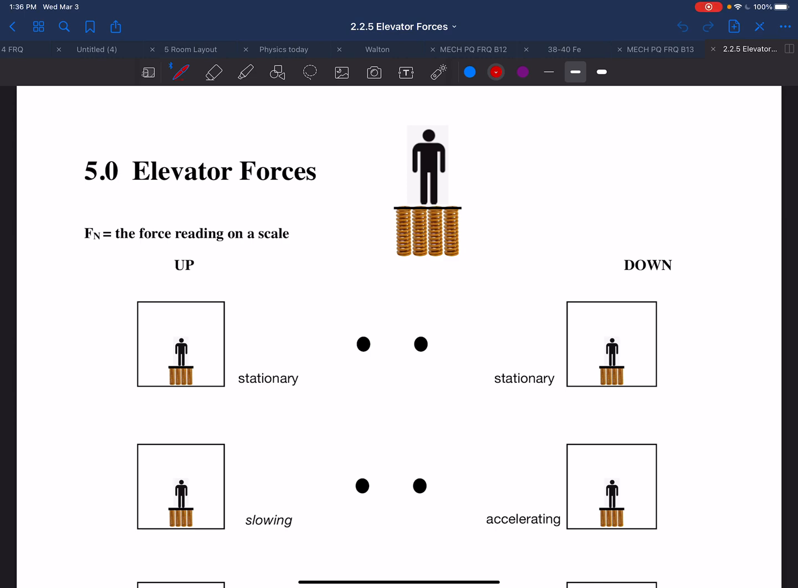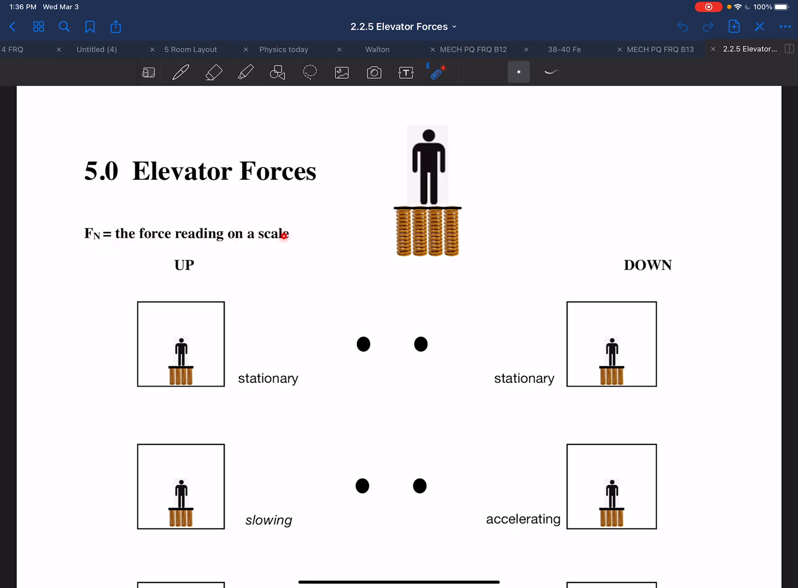In this installment, we're going to look at motion and the forces involved in an elevator. This is a very commonly covered, dealt with, and considered topic in physics, and does show up on the AP fairly often as well. So the first thing I want to review before we do that is the force normal.